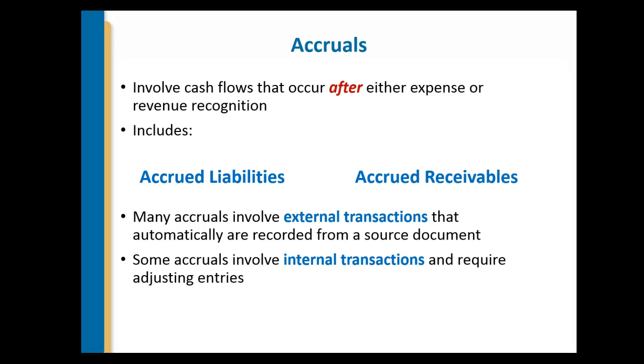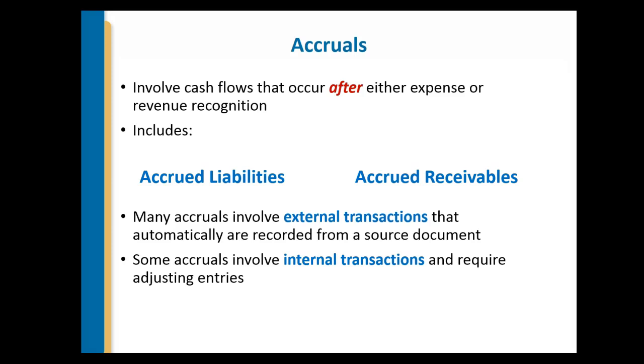Also, goods and services often are provided to customers on credit. So in this situation, a revenue is recognized in the period goods or services are transferred to customers, and an asset, which is called a receivable, gets recorded. Many accruals involve external transactions that automatically are recorded from a source document. A sales invoice for a credit sale provides all the information necessary to record the debit to accounts receivable and the credit to sales revenue.